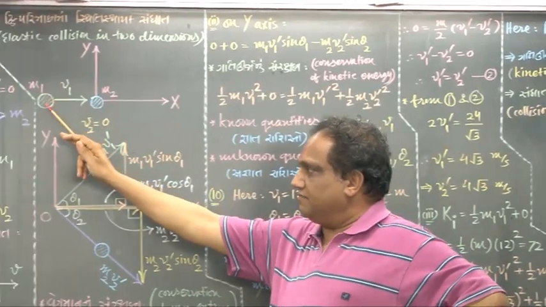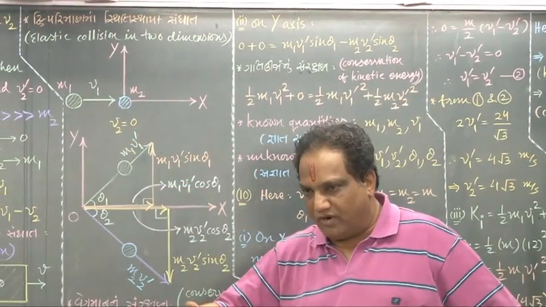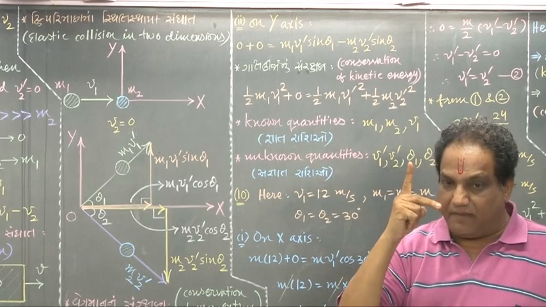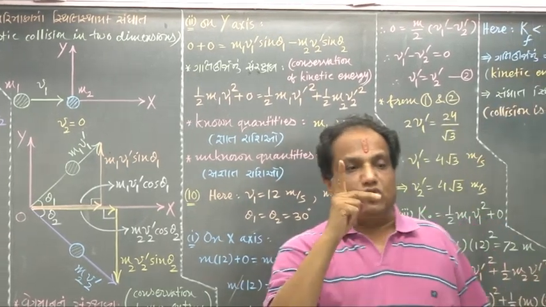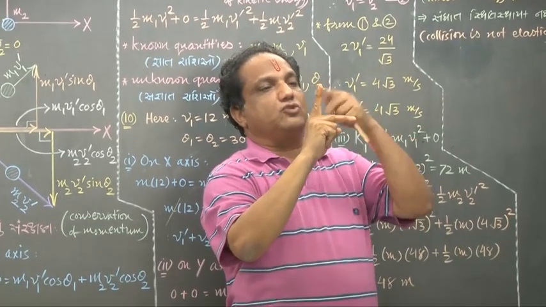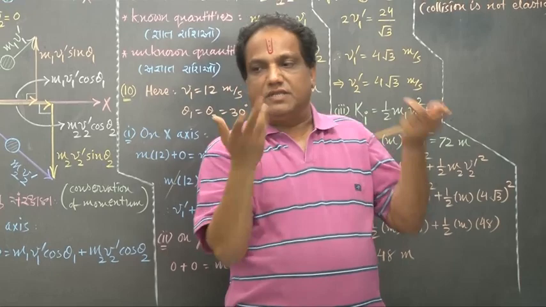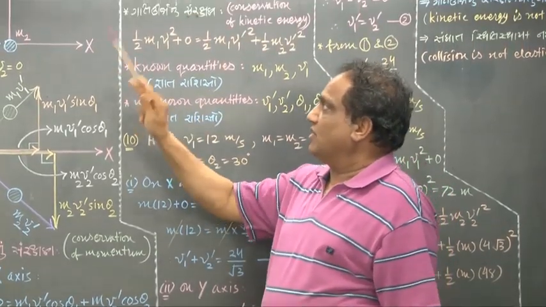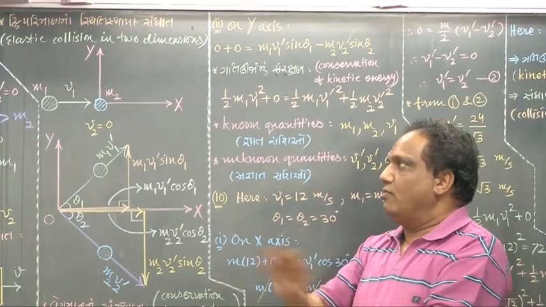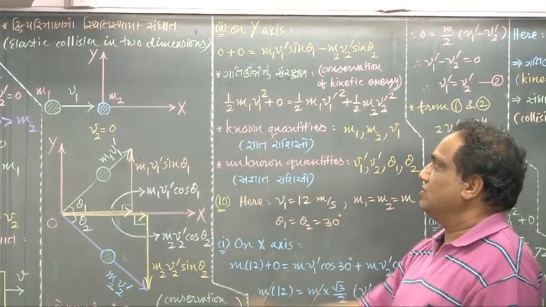Why did I take 0 here? This body had momentum, but the total momentum was along the x-axis. You know, two mutually perpendicular vectors are independent of each other. If there is a total momentum along the positive x-axis, that momentum has no component along the y-axis. That's why the momentum of the first body along the y-axis was 0, and the second body was already at rest. It had no momentum in any direction, so that is also 0.